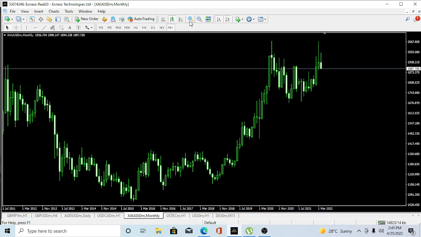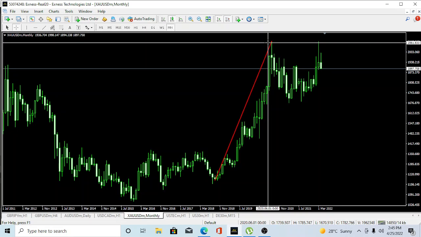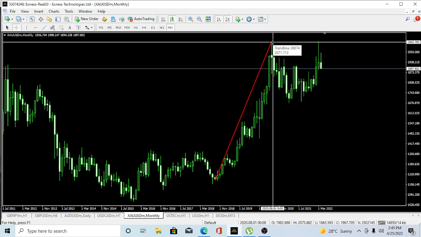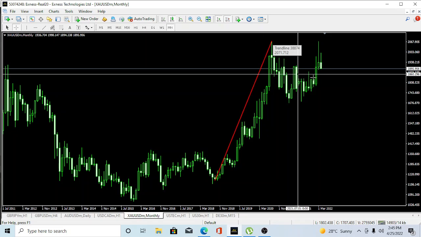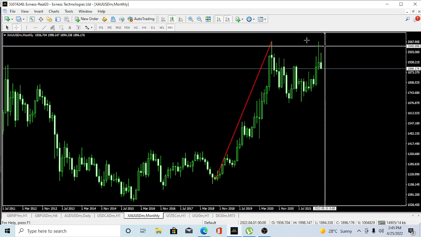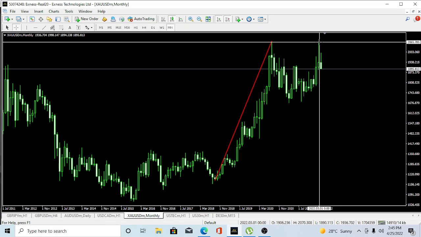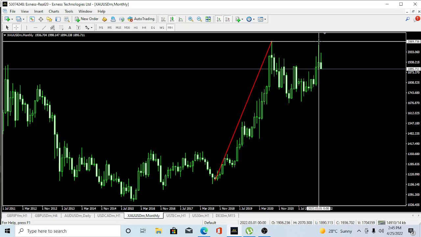As we can see right now, gold has been on this massive uptrend. It went all the way to 2000. It was 2070 and 65, which is also the exact same price where gold is currently pulling back and giving us some bearish structure or pullbacks.